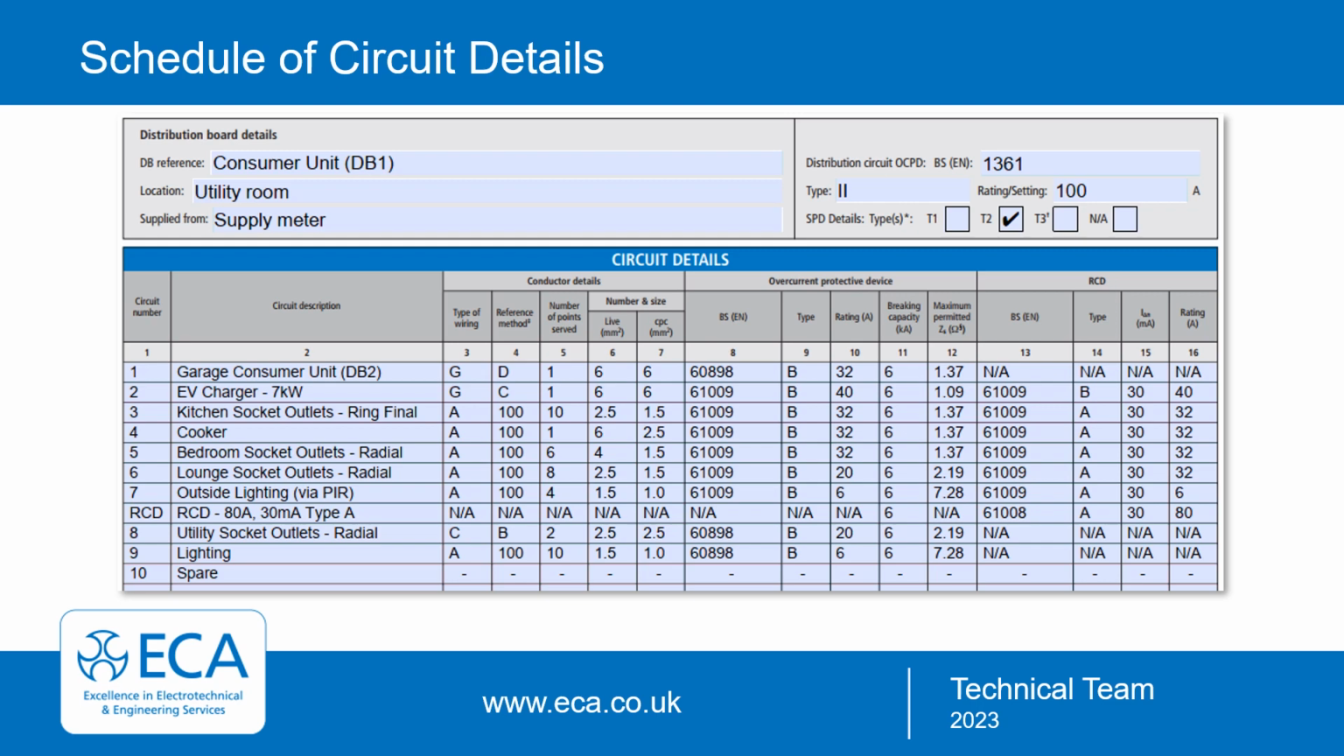Where an RCBO is installed, as this device is providing both overcurrent protection and also additional protection, it will be recorded both in column 8 and column 13. So it will be recorded twice. And an example here is the 61009 RCBO.